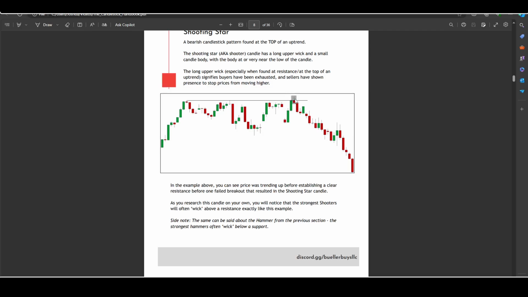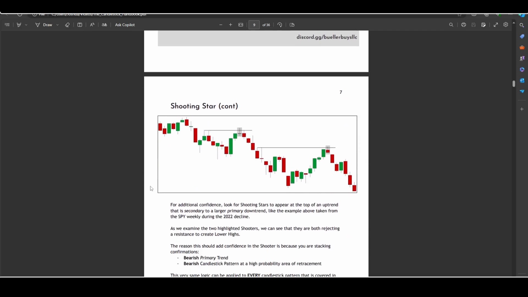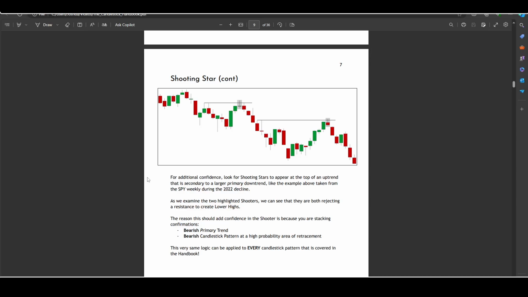They have to fake out some people. So when they close back down again, they actually have liquidity and the momentum to really push the price down lower. So really cool example there. Side note, the same can be said about the hammer from the previous section. The strongest hammers often wick below a support. Very awesome side note there. Very cool, Leeland. Continuation of the shooting star.